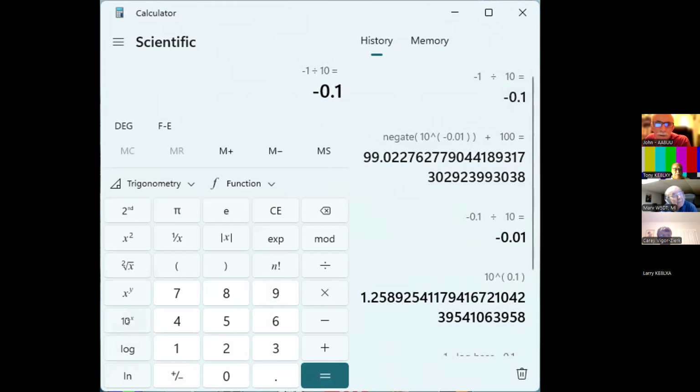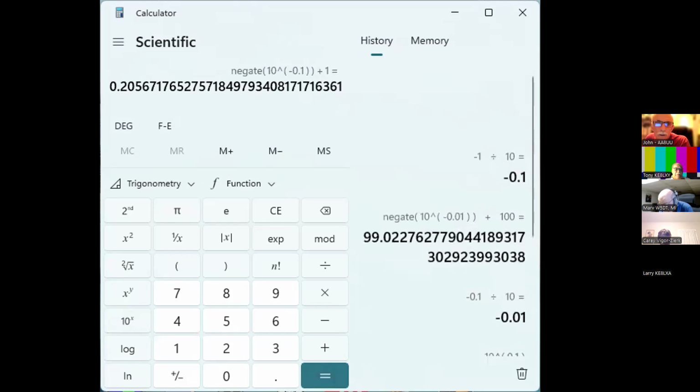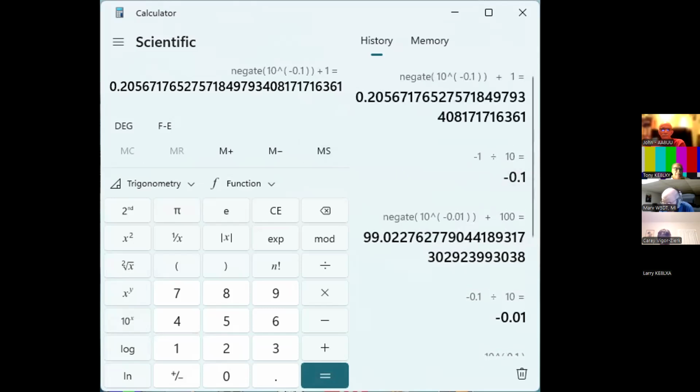Then 10 to the -0.1. I think you got to hit the function key. That's better. See, now we got 0.79, which is the right answer. If you change the sign and add 1, it gives you the 20% there that we're looking for. 20.56, which is C.